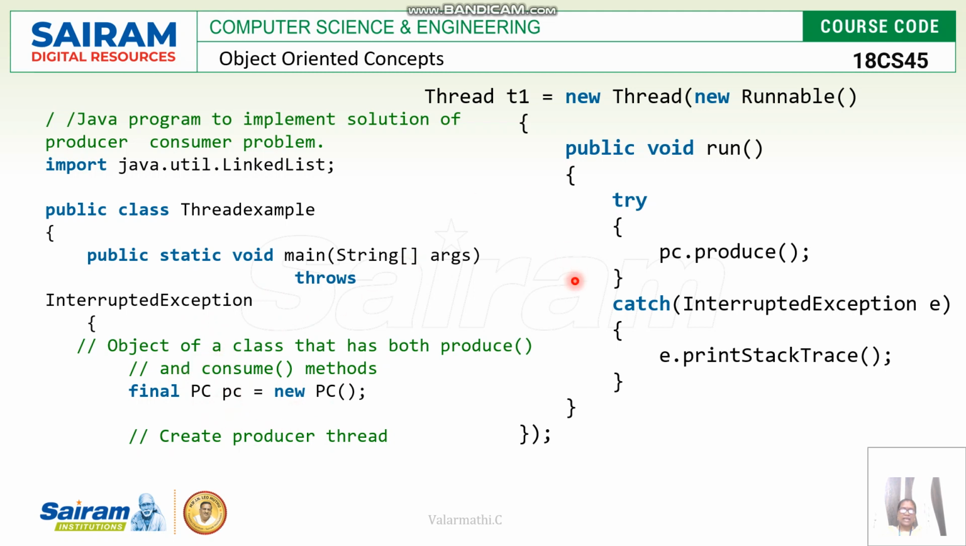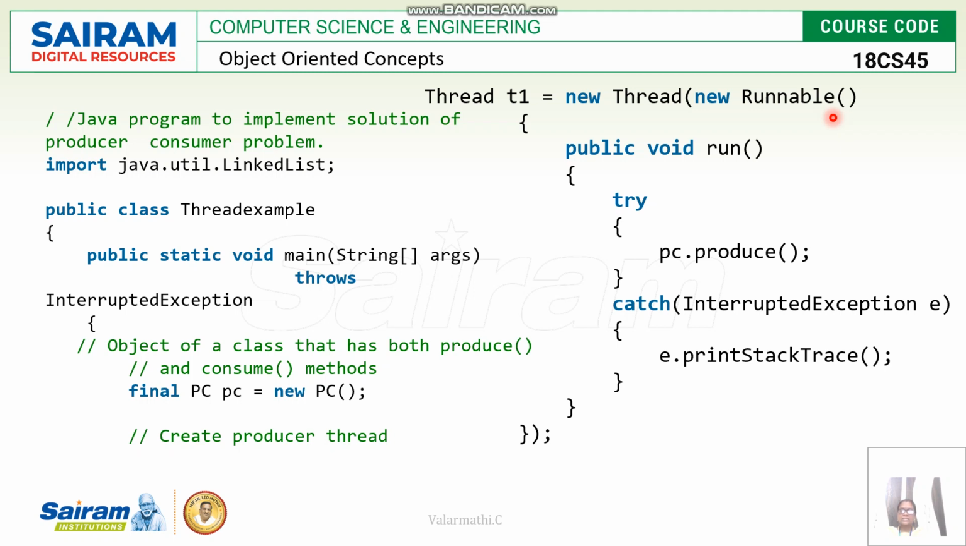PC is one of the classes, which you can see in the next slide. Then thread T1 is the first thread. It is started with the Runnable interface. We know that there are two ways of starting a thread. If you want to implement a thread in your application program, one is by implementing the Runnable interface, and another is by extending the Thread class. These are the two possible ways of using a thread.